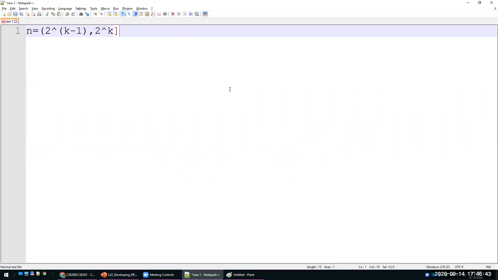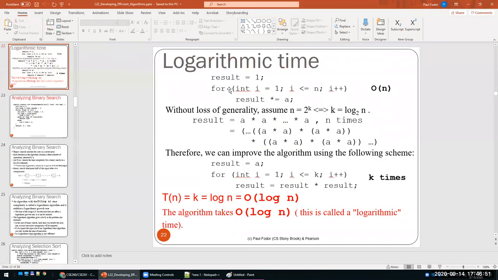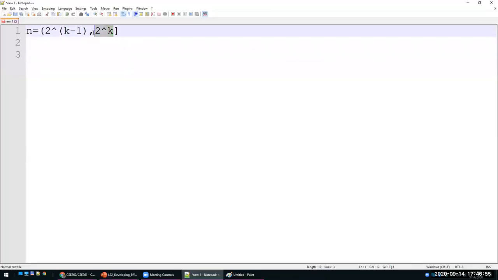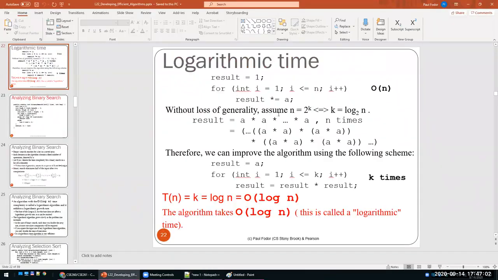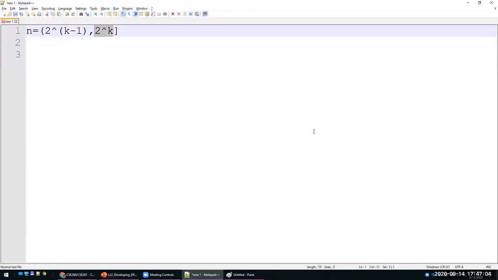Okay. So the number of steps that you would execute, in the case of this algorithm that we described here, is that the biggest size would be for 2 to the power k. So in the case of a logarithmic algorithm, like for instance this one, it will take you k steps. Okay, worst case, k steps.